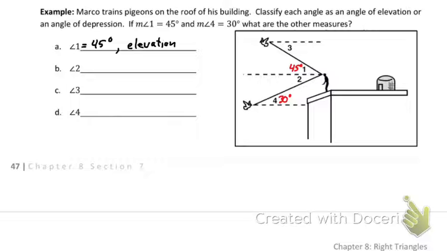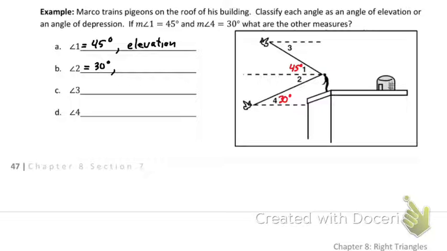So if I kind of, let's cheat this. Let's cover up some of this. If we look at this, we have a parallel line. These are alternate interior angles, so they both would be 30. So angle 2 is going to equal 30 degrees.